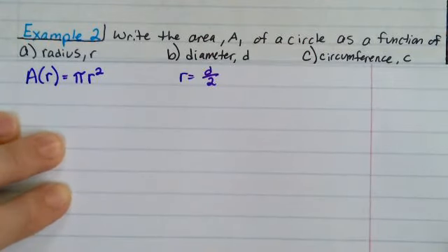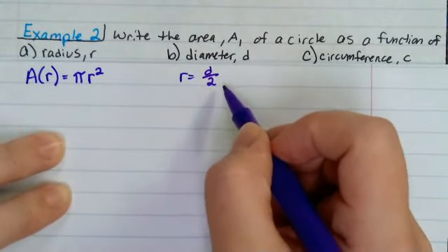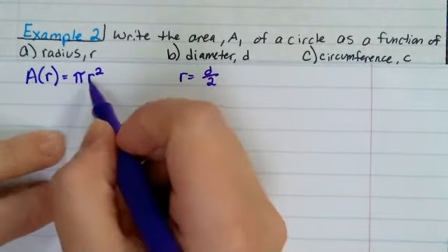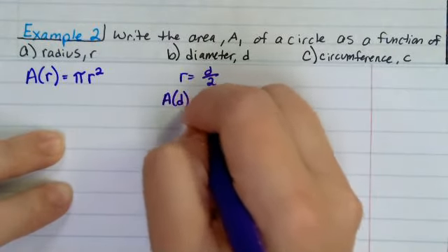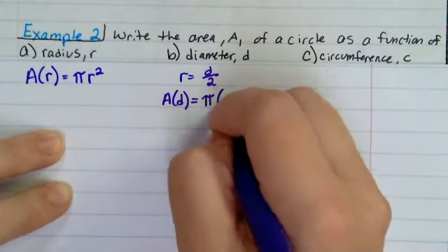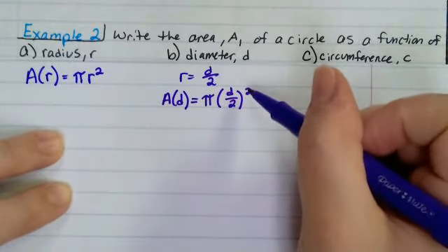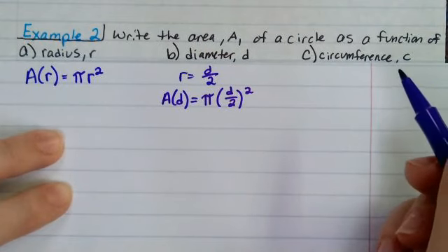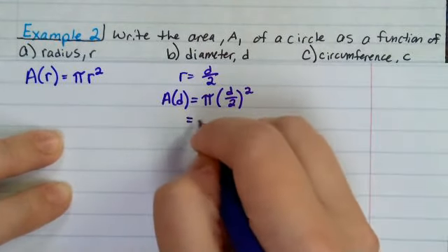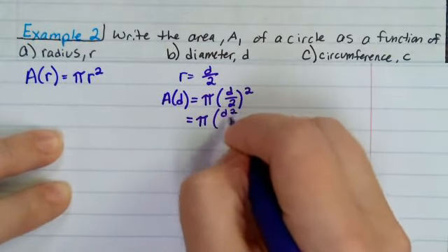We know that, okay? And if my radius is half the diameter, all I need to do is take this, which is my radius, and plug it in for r. So my area in terms of my diameter would be pi times my radius squared. Just instead of an r, we're putting d over 2 because that's what the radius is. We can clean this up a little bit. So if I square this fraction, it would become d squared over 2 squared, which is 4.